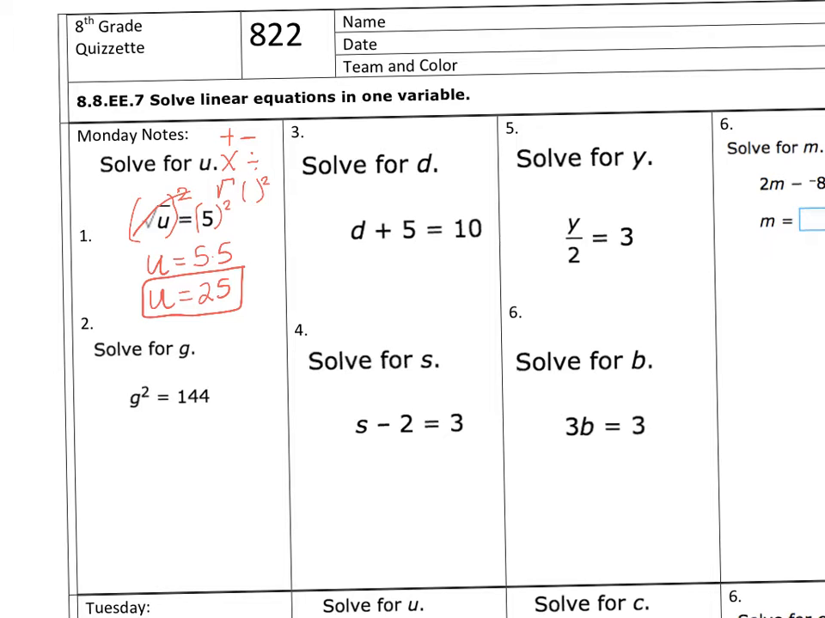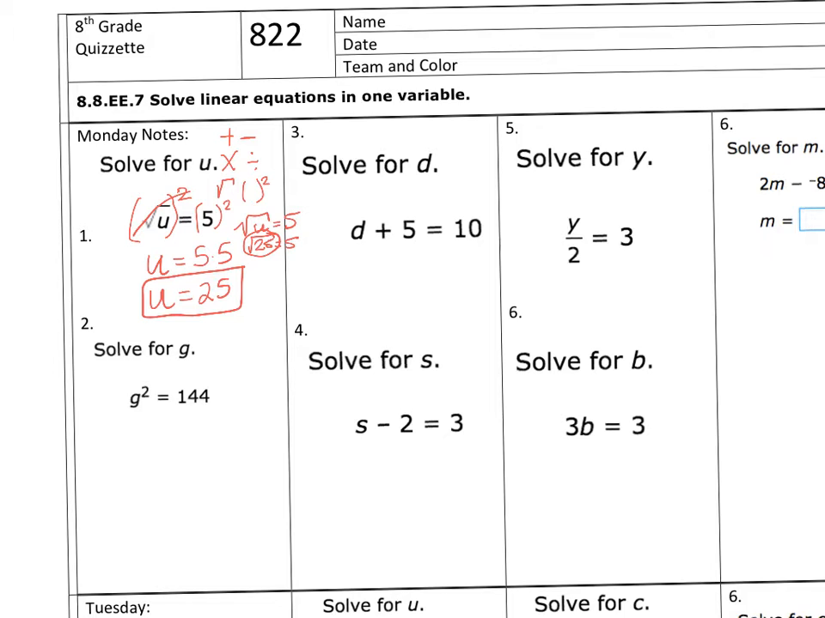Another way you can solve that is you could just think, okay, what could possibly make this statement true? The square root of 25 is 5. So you could automatically know the number under the square root must be 25. But the mystery number is just 25. It doesn't have a square root and it doesn't have a square around it. It's just u equals 25.